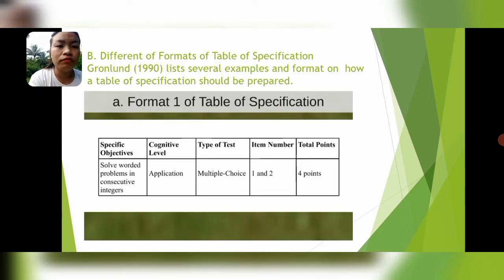Different formats of table of specification. Gronlund 1990 lists several examples and formats on how a table of specification should be prepared. So here is the format of table of specification. Specific objectives, cognitive level, type of test, item number, total points. Solve worded problems in consecutive integers. Cognitive level: application. Type of test: multiple choice. Item numbers 1 and 2. Total points is 4 points.